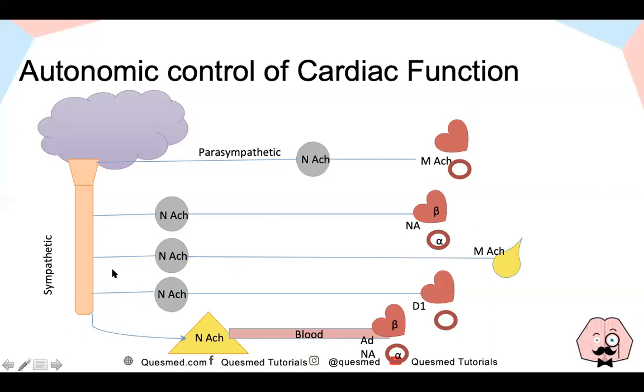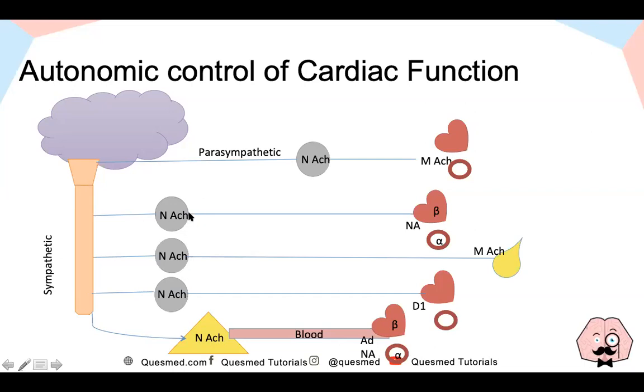The sympathetic control is slightly more complicated in that we've got a few different types of neurotransmitters involved. But there are some similarities. All of the sympathetic preganglionic nerve fibers are short, and they all synapse via nicotinic acetylcholine receptors to their postganglionic nerves.